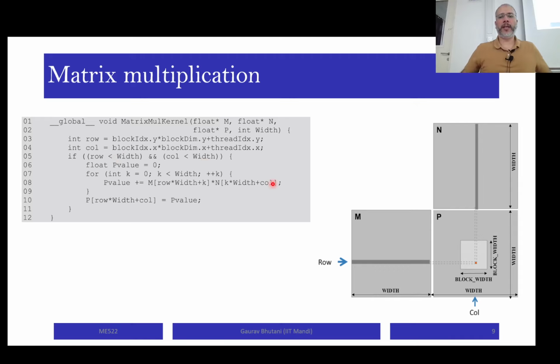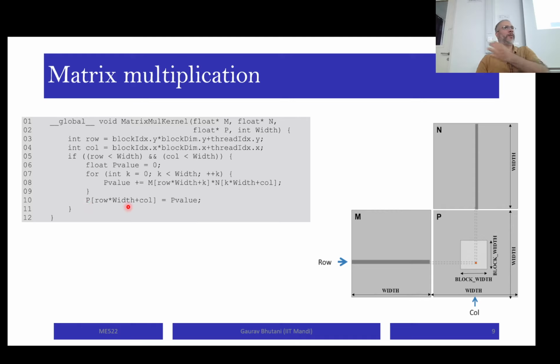So, this basically means that if your total number of threads are more than the number of elements in the matrix, you have to make sure you only use the active threads. Then P value stores the element of the matrix P. P value is equal to P value plus, and you keep adding each and every element of M multiplied by element of N. And once you have done that, you store that into P of row into width plus column.